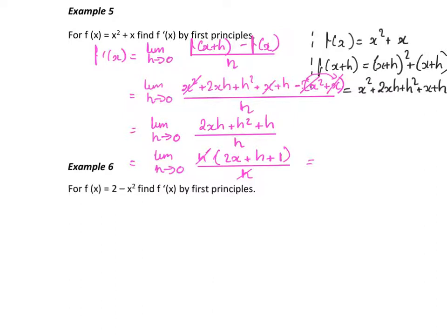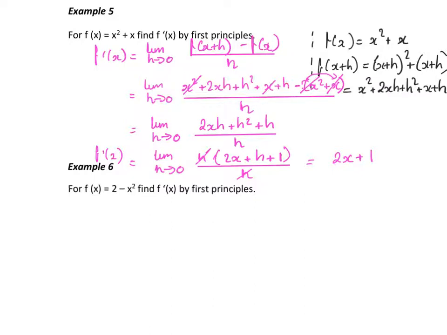And once we do that, we get 2x plus 1. And that is what my f dash of x is equal to. That is the derivative of the function x squared plus x. Or if you like, it is the gradient of that function. All right, what about the next one?